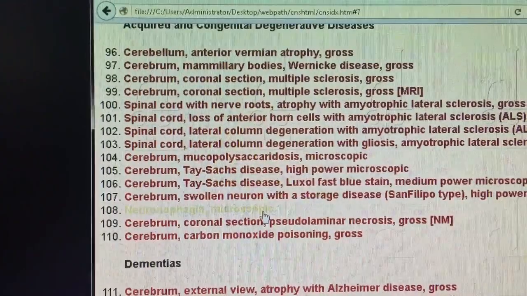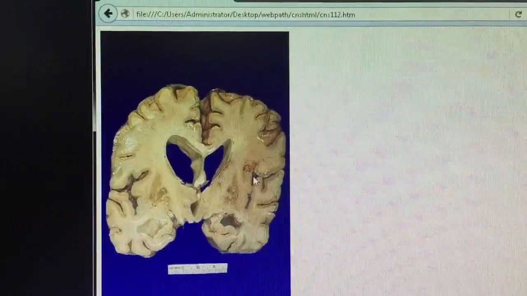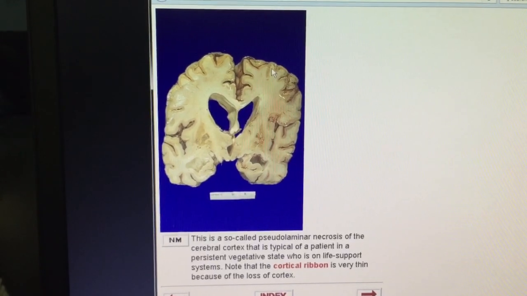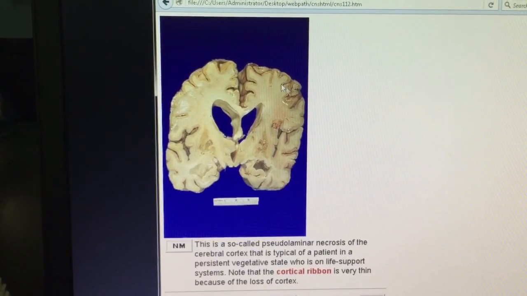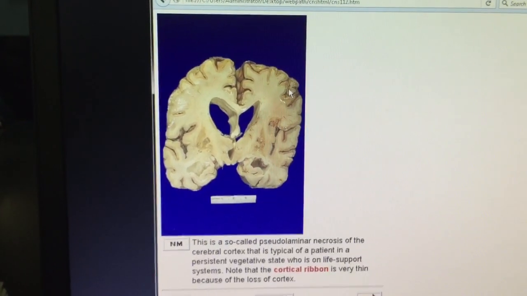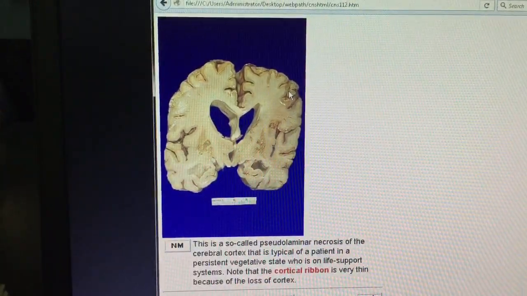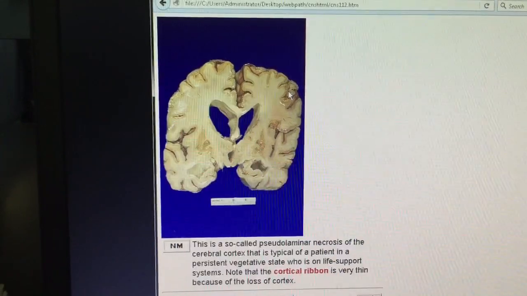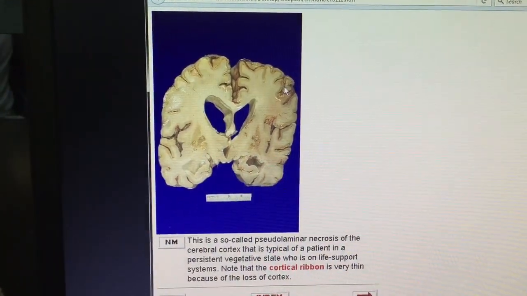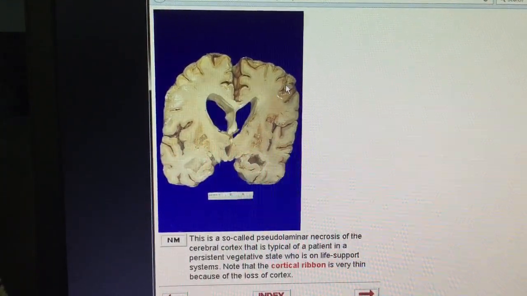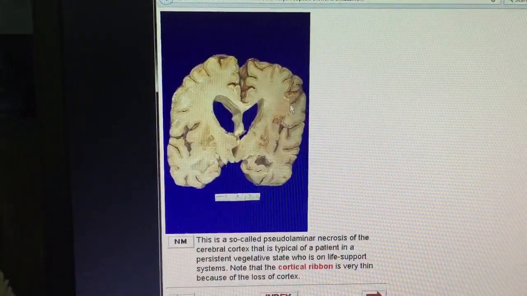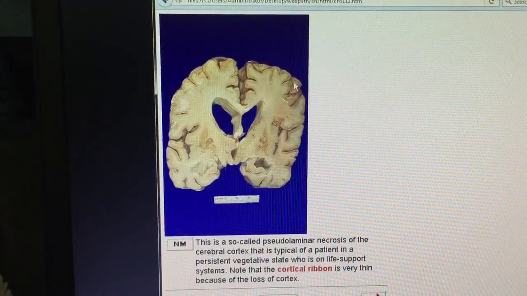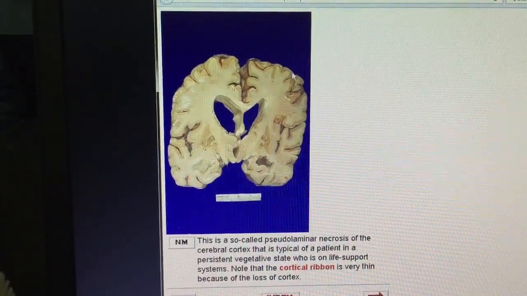And just a slide about this one. If you compare with the normal that you know, here we have a thinning of the cortex. Usually this is seen in a vegetative state. What do I mean by this? When a patient has brain death and is only ventilated through machines, usually you will see these changes in the brain. We call it pseudolaminar necrosis. We have a thinning of the cortex, as you can see here.